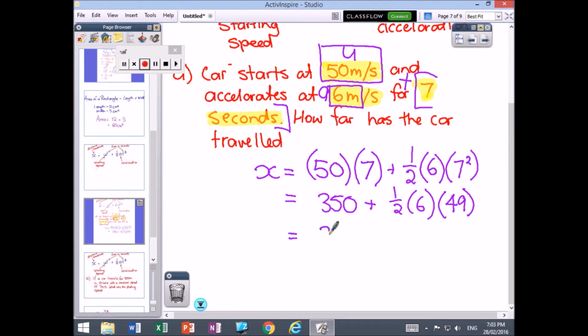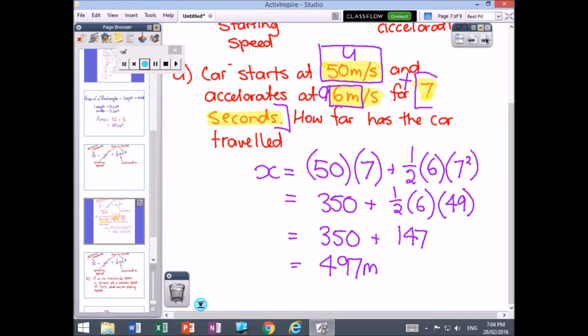Then equals 350. Now, half times 6 is 3. 3 times 49 is 147. And then I'm just left with this, which means that our car in this situation has travelled 497 metres, which is actually almost half a kilometre. And that's taken 7 seconds. The car's travelling pretty fast.